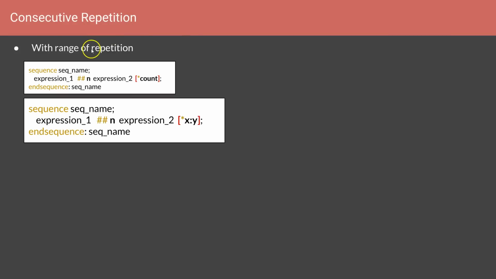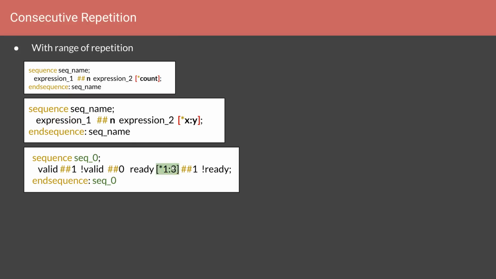Consecutive repetition with a range of repetition. In the previous slide you learned how to write a simple consecutive repetition operator just by specifying a star and a count value, so this expression 2 should be repeated count times. It is also possible to specify a range within the square bracket. Instead of specifying that it should be repeated explicitly for n number of times, you can give a range like x to y. In this case, this expression 2 should be true for any count in this x to y range consecutively after this expression 1.